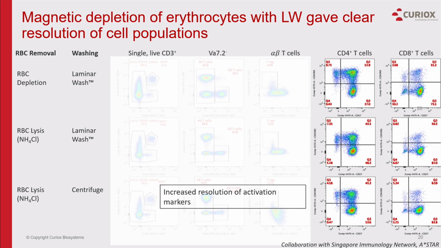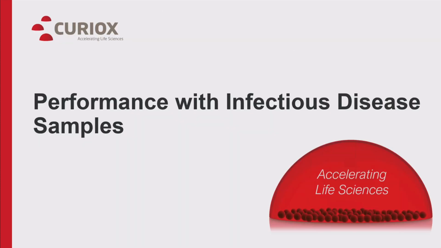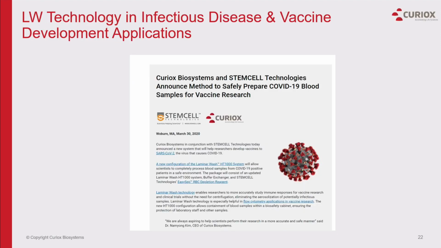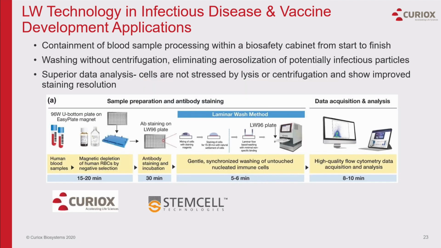So that kind of leads me into my next slide with COVID. I just want to show you the performance with some infectious disease samples that I'm working with. So back this past March, Curiox got into a collaborative study with StemCell Technologies where we were looking at infectious disease samples and vaccine development and how we can handle these samples in a safe and efficacious manner by combining these two systems together. So that's exactly what we did here.